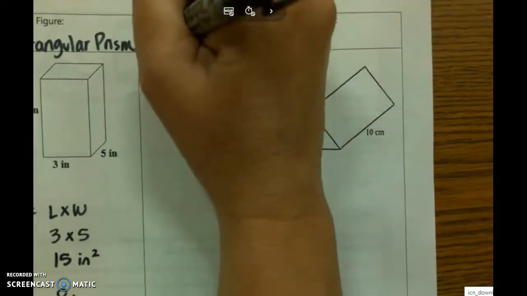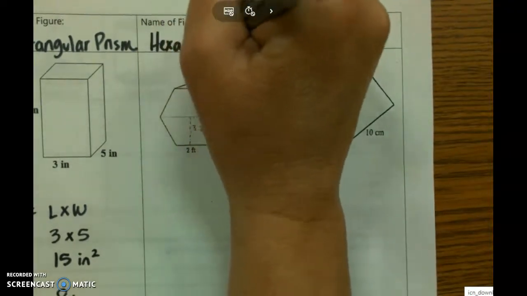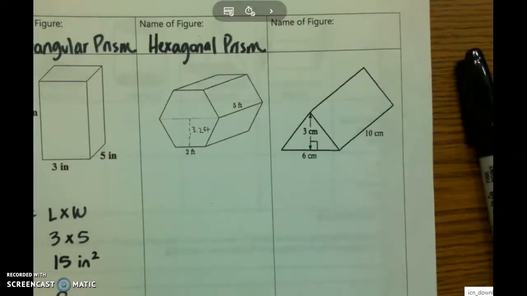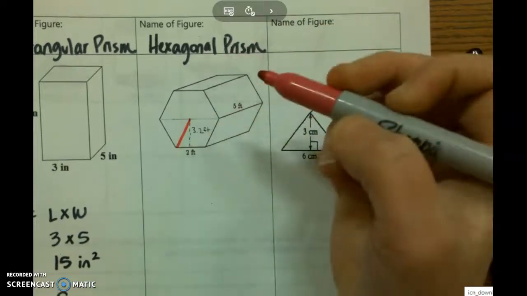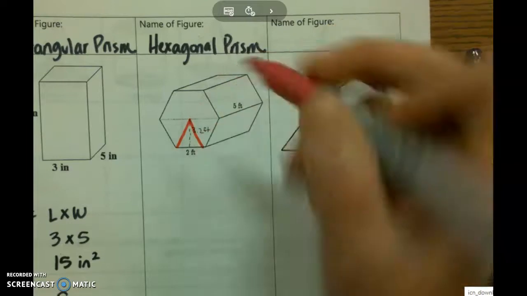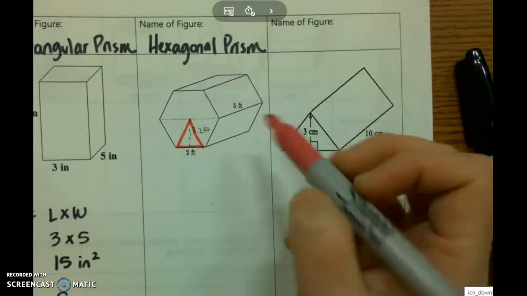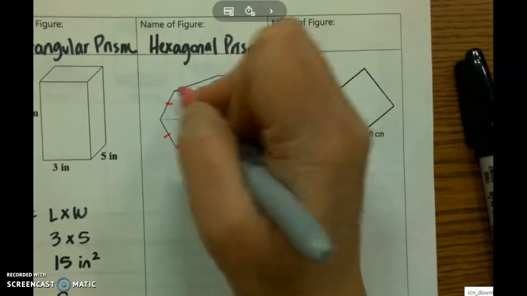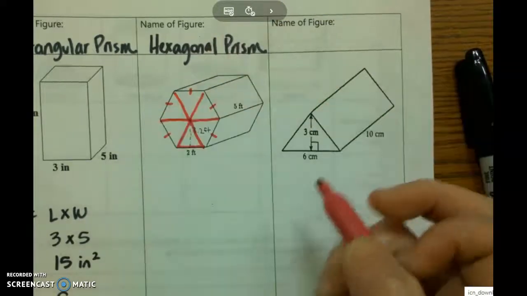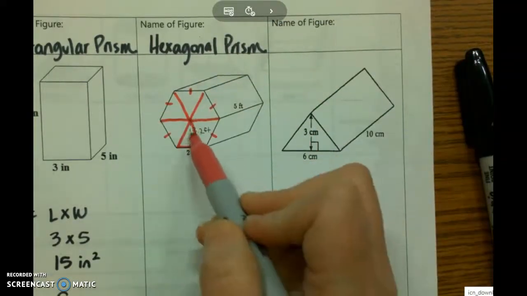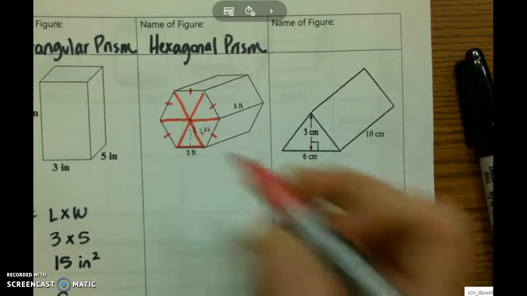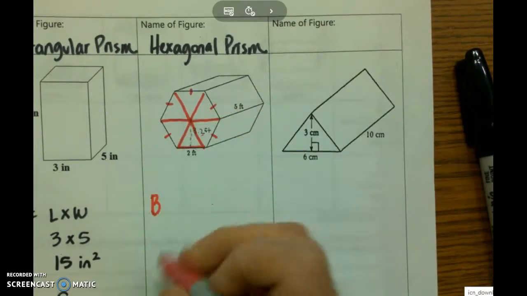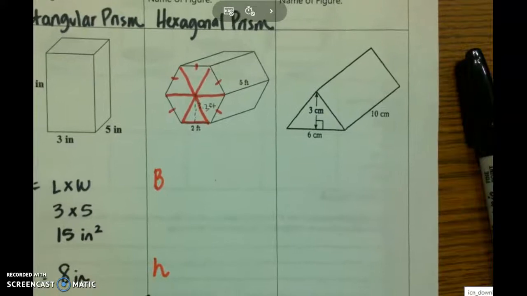We've got our hexagonal prism here. And we know that because our base is a hexagon. Okay, so if we look at our hexagon, the way we calculate area is to look at this as triangles. And with a hexagon, because there are 6 edges, we can make 6 triangles. So if we know how to calculate the area of one triangle, we can multiply that times 6. Okay, so we've got base to find and height.